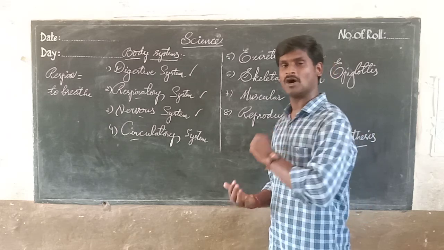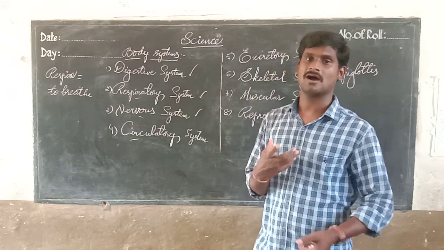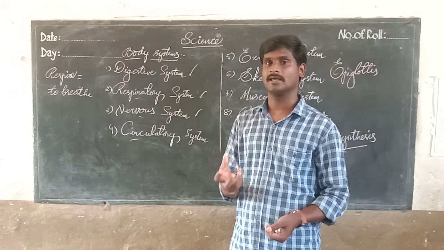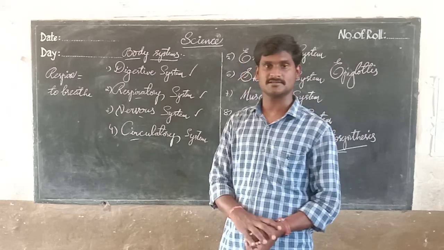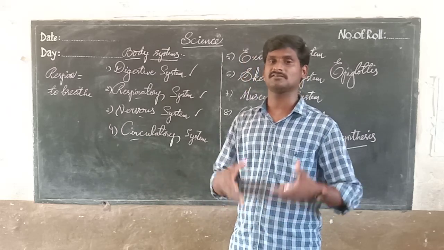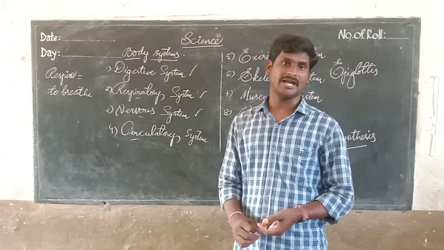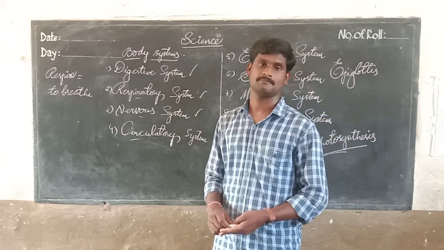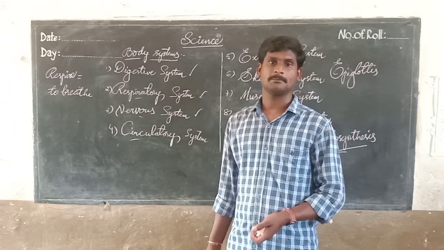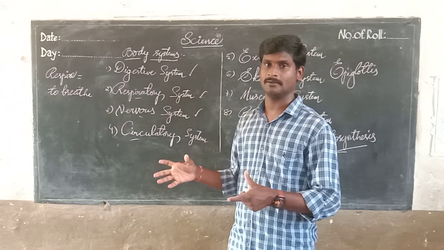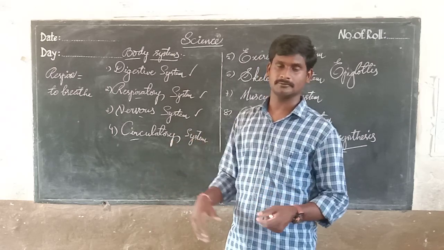What are the main parts of the circulatory system? The heart plays a major role. The blood can pass throughout the body through the blood pipes, or blood vessels. The heart pumps the blood throughout the body.